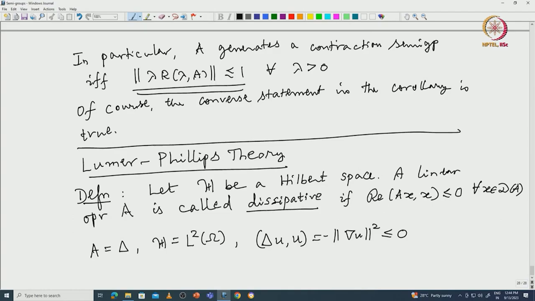Another example is when A is skew symmetric. We have already defined symmetric. So, skew symmetric means (Ax, y) is minus (x, Ay) for all x, y in the domain of A. In this case you see that the real part of (Ax, x) is equal to 0. So, this we also see in a couple of examples.